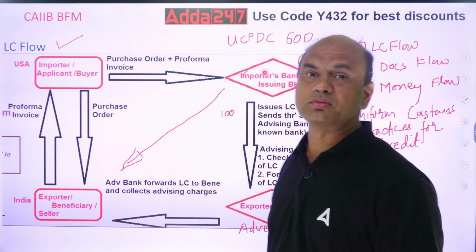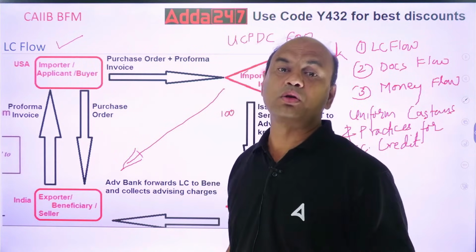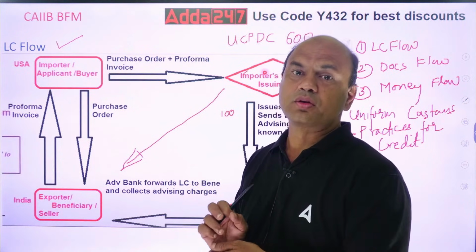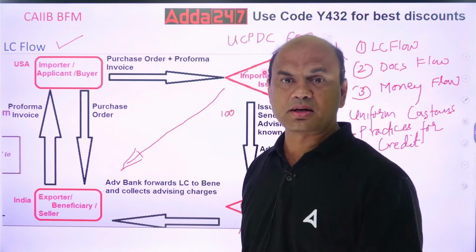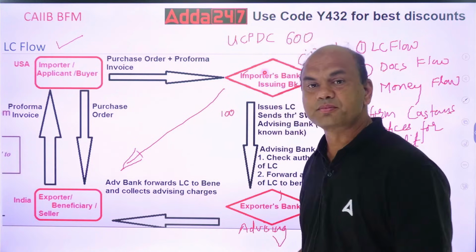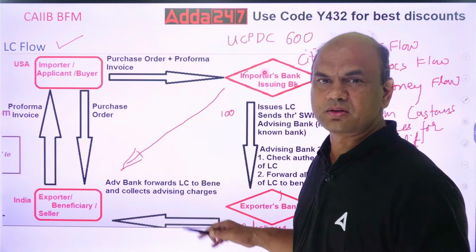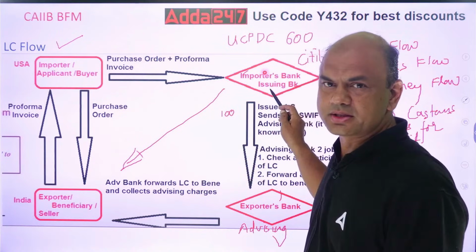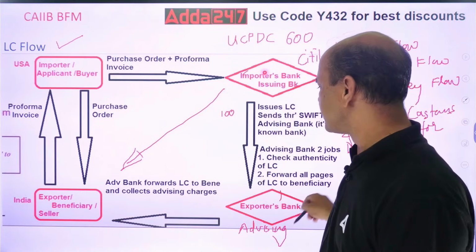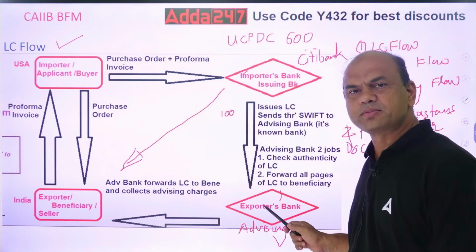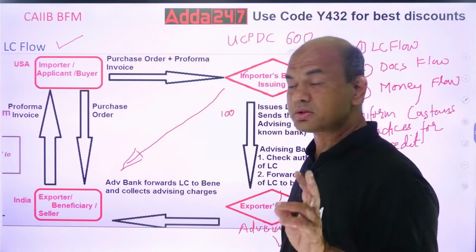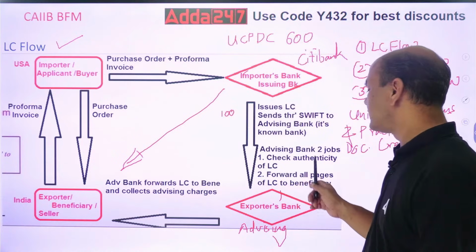Now, they are planning to remove SWIFT in some months. If SWIFT is removed, we will have some other technology. ISO they are planning. Whatever it may be, whichever technology. This issuing bank will send it via SWIFT presently to this advising bank. What is the role of this advising bank? The role of this advising bank is twofold. Two. What are the roles? It checks the authenticity of the LC.